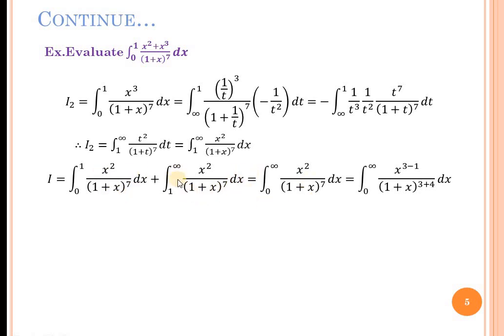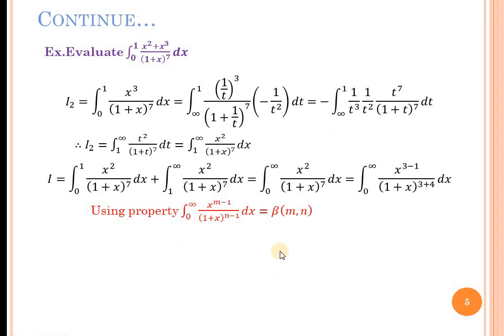Now if we observe this, the integrand becomes the same, only the limits differ: here from 0 to 1, here from 1 to infinity. We know that the integral from a to b of f(x) dx plus the integral from b to c of f(x) dx we can write directly as a to c. So here we write the integral from 0 to infinity of x² upon (1 + x)^7 dx. Now I write 2 as m - 1, that is 3 - 1, and I get m = 3. For the denominator 7, I write 3 + 4. So m becomes 3 and n becomes 4.